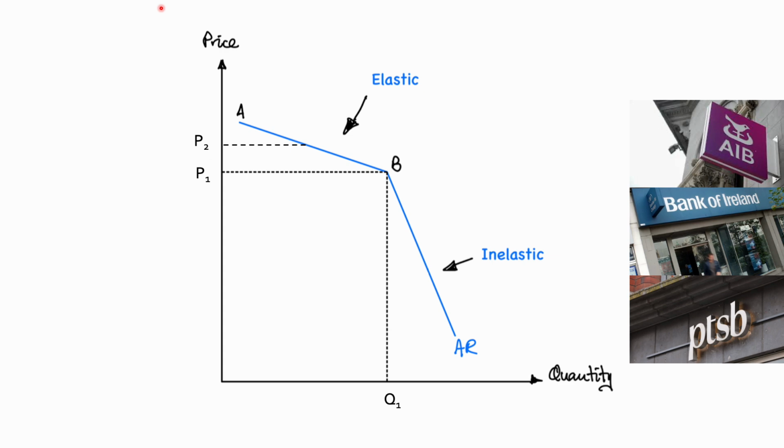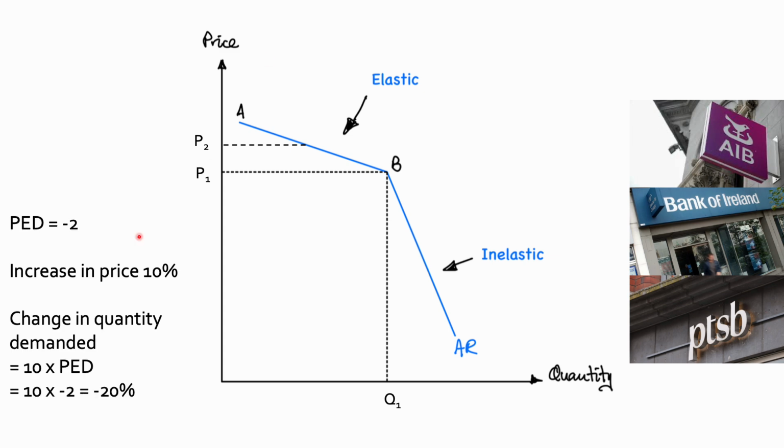The demand curve facing AIB is elastic above P1, so price elasticity of demand would be greater than 1 in absolute terms. So let's say it's minus 2, as it's a normal good and the demand curve slopes down. A 10% increase in price will lead to a 10% multiplied by the PED, or minus 2. So 10 multiplied by minus 2 gives us the percentage change in quantity demanded, a 20% decrease in quantity demanded. Demand falls from Q1 to Q2.